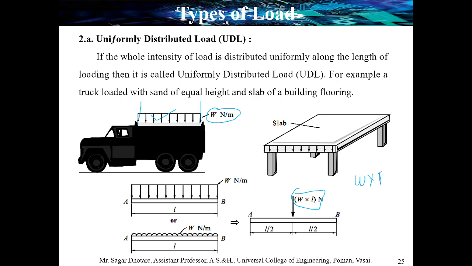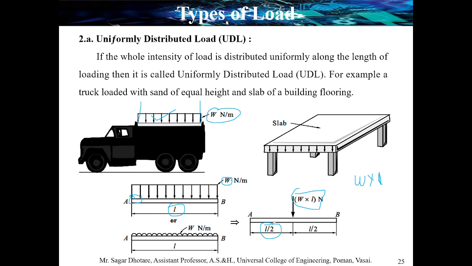W into L. You can write L like this. So it is weight per unit length multiplied by the length, the span over which it is applied. That is the magnitude of that single point load. Now the location can be found from point A: it can be applied at the center, so the length is L by 2.